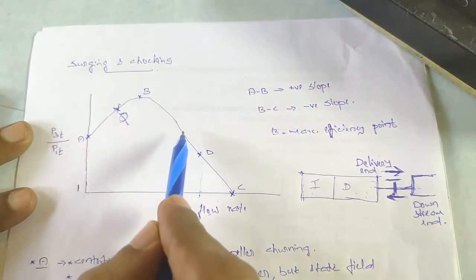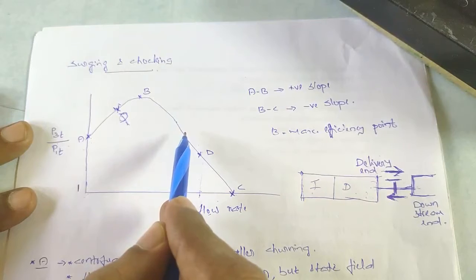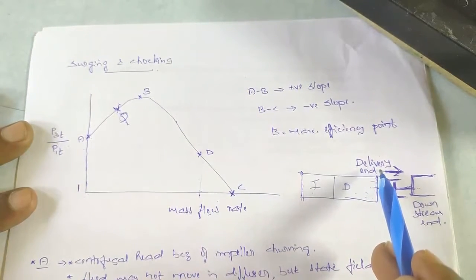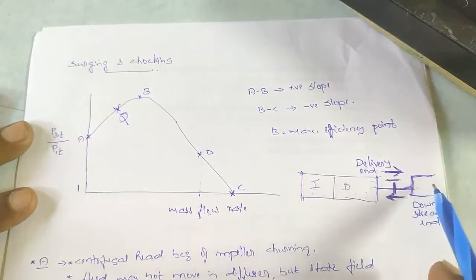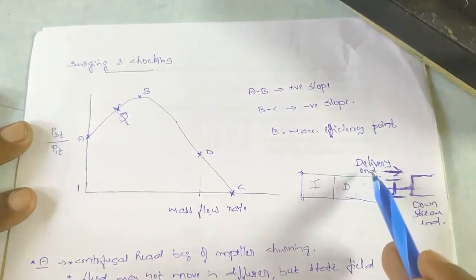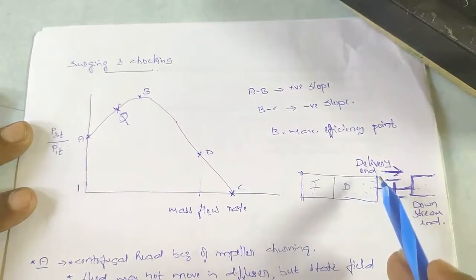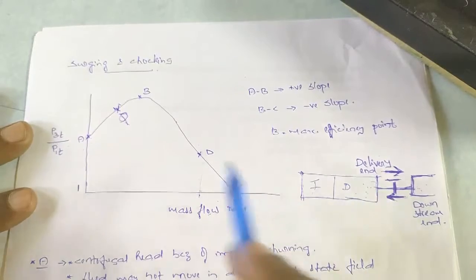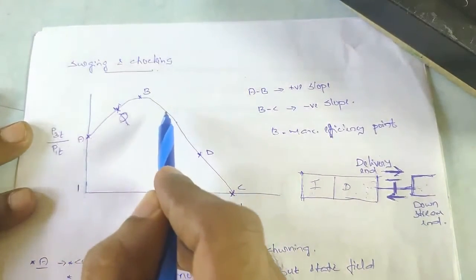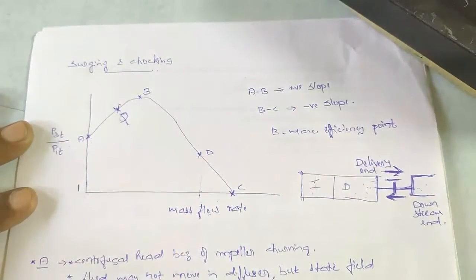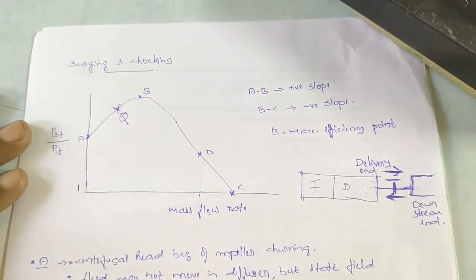If you reduce the mass flow rate, the pressure ratio is increasing. So there is no point of flow reversing from downstream to delivery end, because the pressure always will be more in the delivery end. So the flow will not reverse from the downstream end to the delivery end in any of the operating points here beyond B to the right. So that is a stable region.